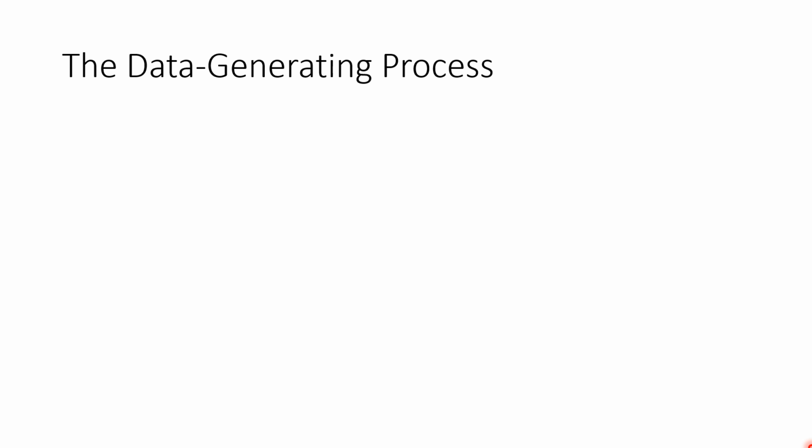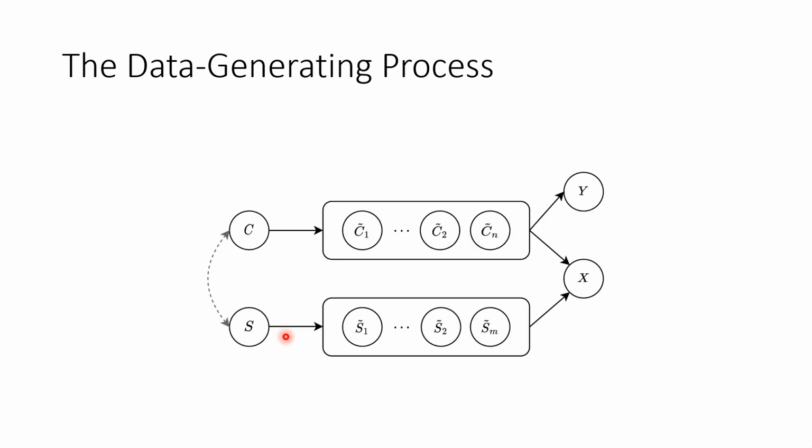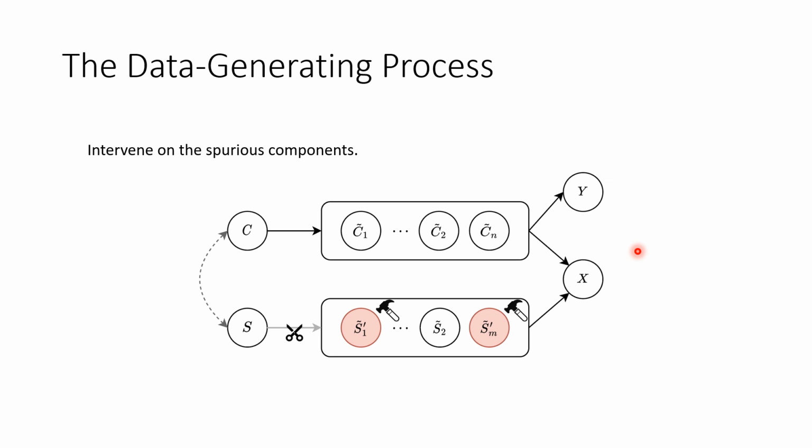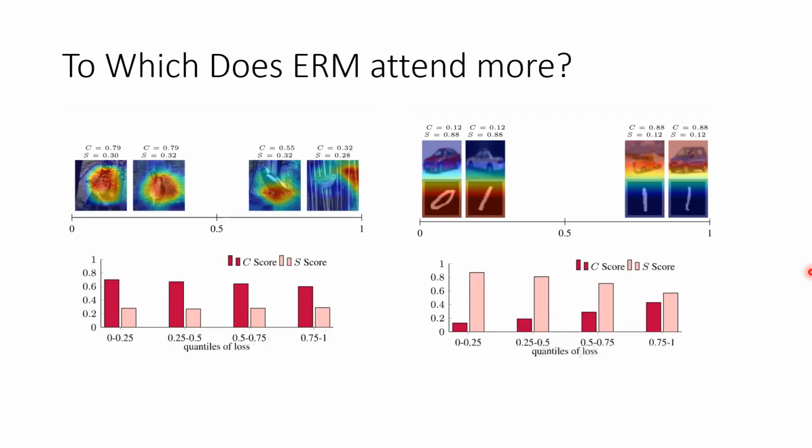Before getting to the method, let's take a look at the data generating process. Causal and non-causal concepts cause observable causal and non-causal components which make the image X, and the label is assigned to the image based on the causal components. However, there is a spurious correlation between the non-causal components and the label, but we can break this spurious correlation by intervening on the spurious components. But to do so, we first need to decompose images into causal and spurious parts.